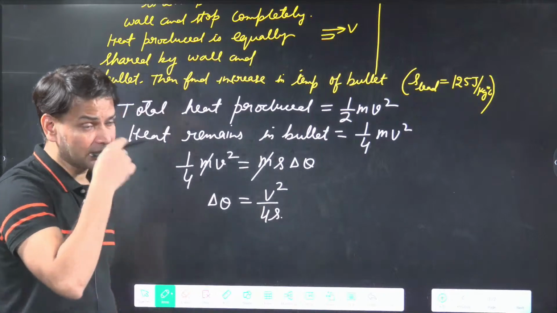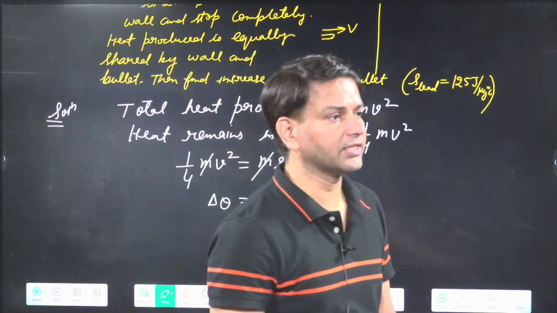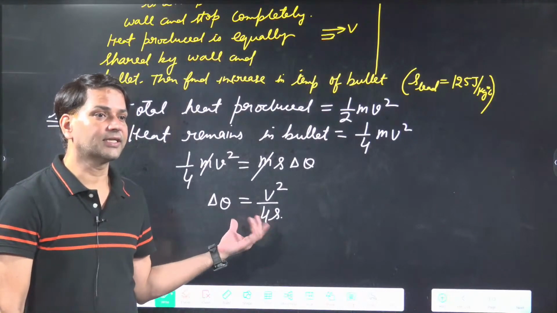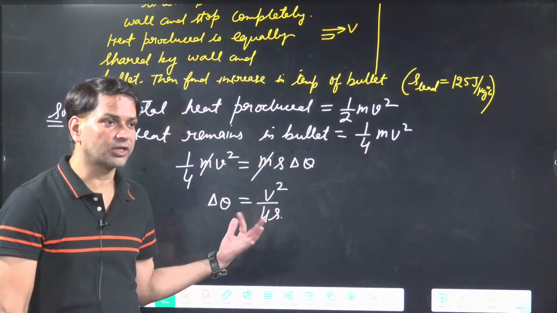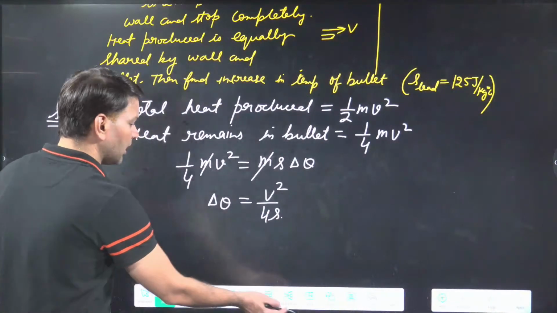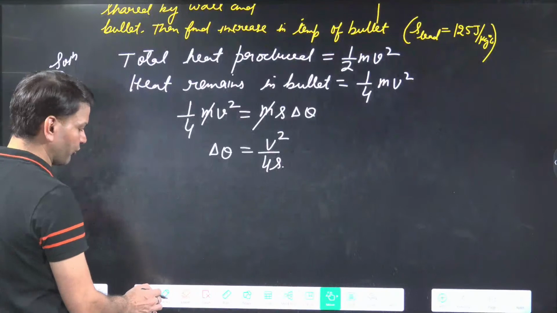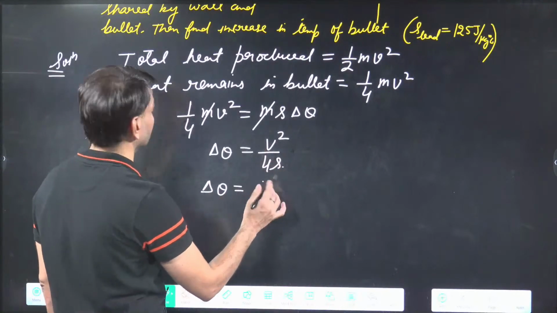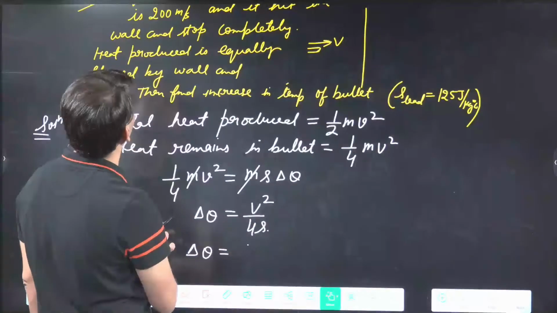It means the increase in temperature does not depend upon which quantity? Mass, because mass is getting cancelled out. Now we have to find the delta theta value. So delta theta, what can we say? V square. V they have given how much? 200.